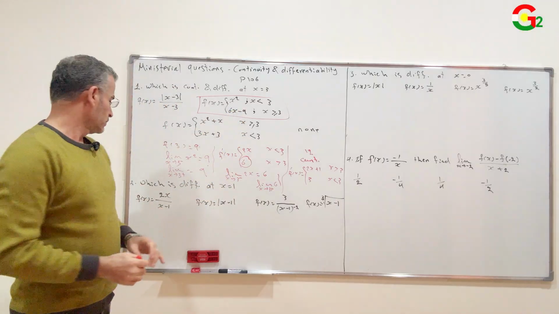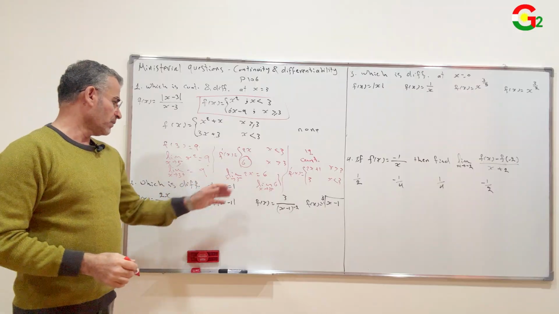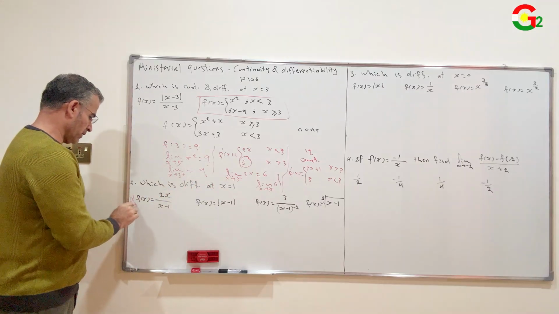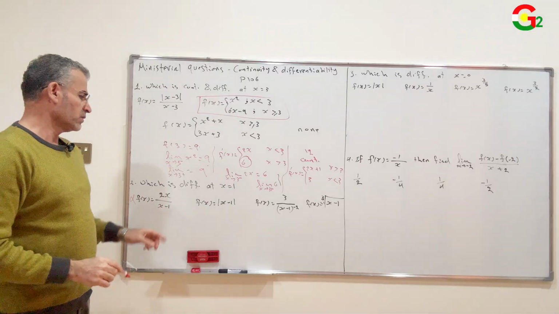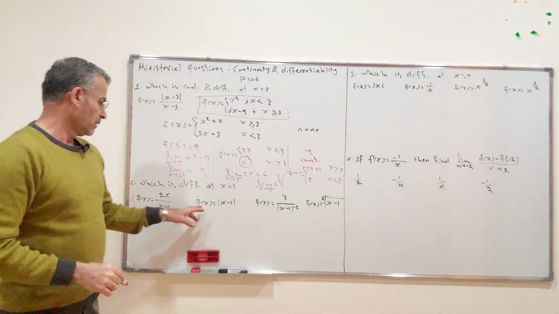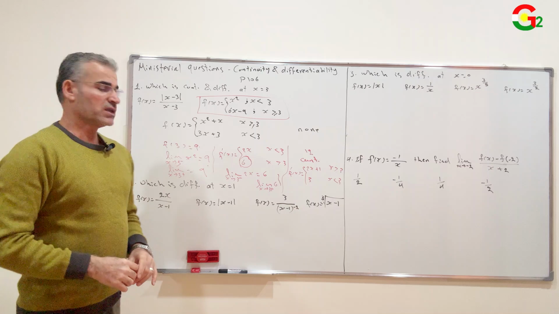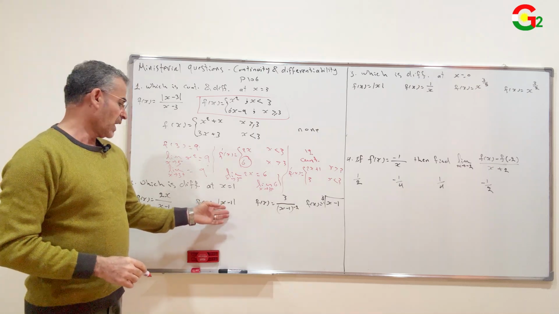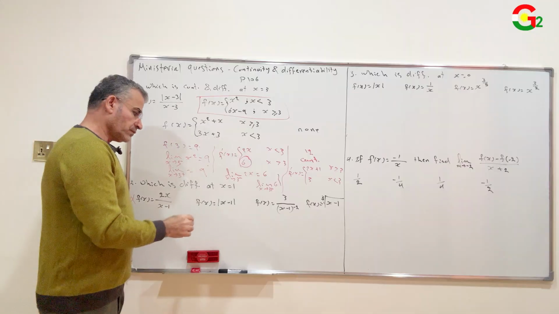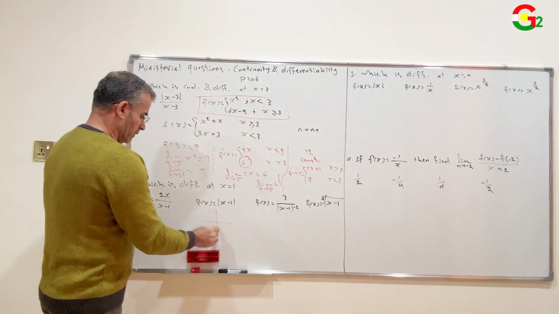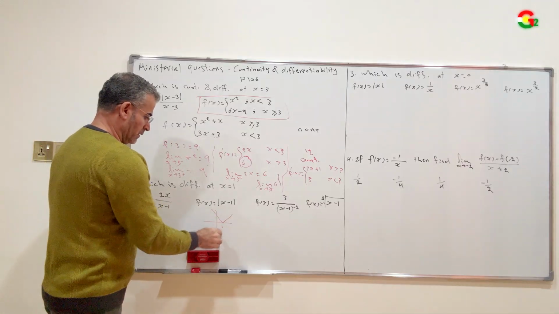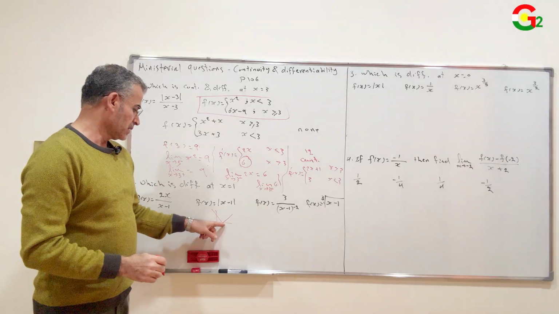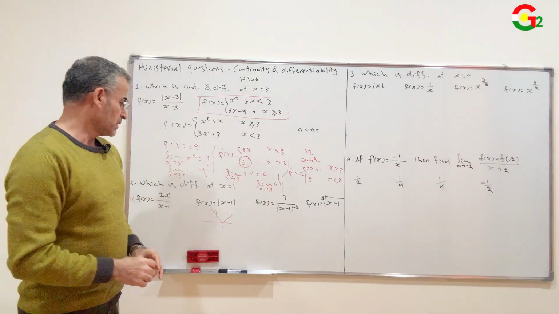Question number 2. Which is differentiable at x equal 1? This function is not differentiable at 1 since 1 is not in the domain of this function. f of x equals absolute value of x minus 1. This function has a vertex at 1. Therefore, this function is not differentiable at the vertex of this graph.